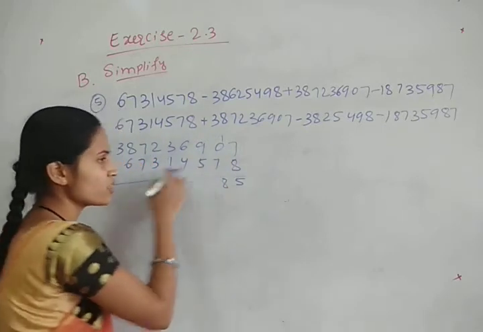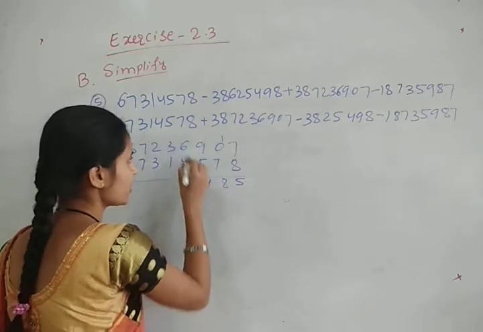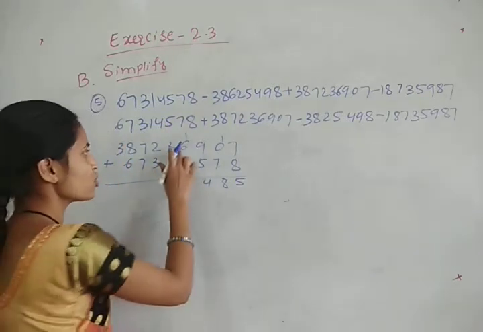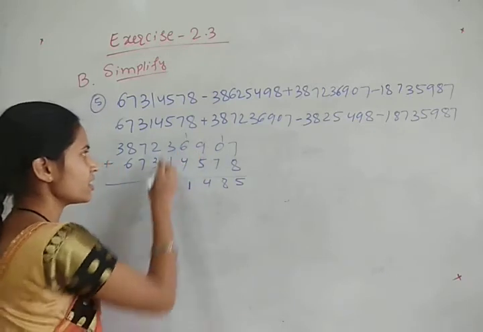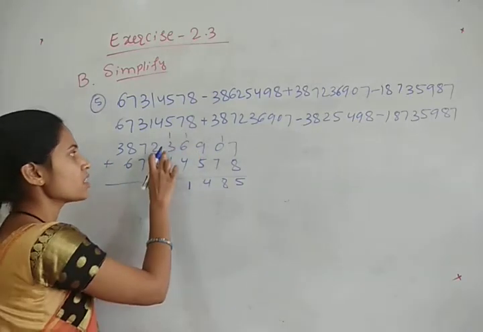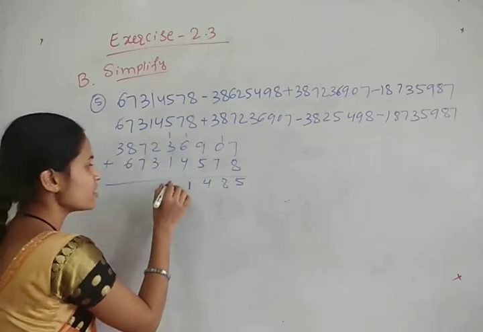Now 9 plus 5 is how much? It is 14. Write 4. Take 1 as a carry. Now 6 plus 1 is 7. 7 plus 4 becomes 11. Write 1. Take 1 as a carry. Now 3 plus 1 is 4. 4 plus 1 is 5.